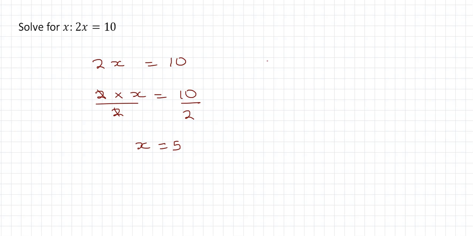Now let's look at another way of saying this. The multiplicative inverse, or the inverse of 2, is 1/2. So here we have 2x equal to 10.